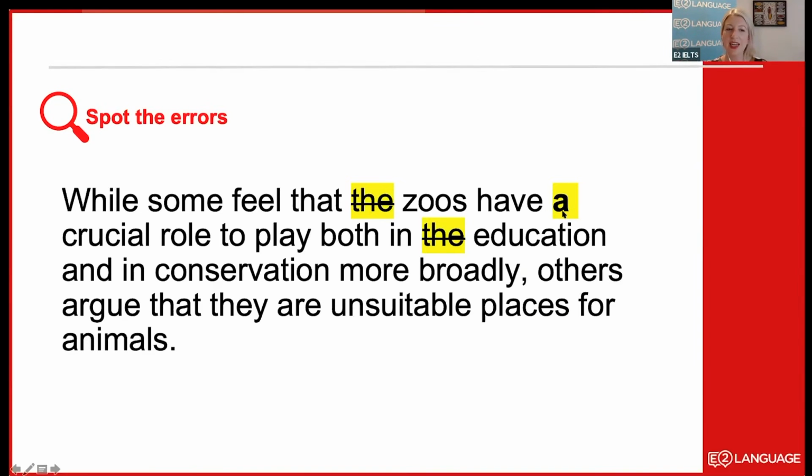Okay, but here I need the article a. Zoos have a crucial role to play. Why do I need the article here? Good, Sophisha says because of this word, role. The role is a singular countable noun like this, like phone. You have to put an article or a word like my or this in front of it. So you can't say, I have phone. You have to say, I have a phone.